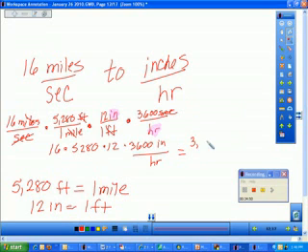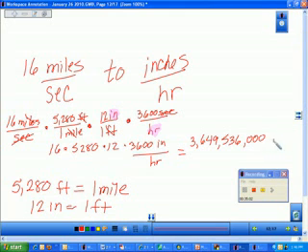I better double check and make sure. Somebody double check me. 6, 4, 9, 5, 3, 6, 0, 0, 0. Yep. And inches per 1 hour.